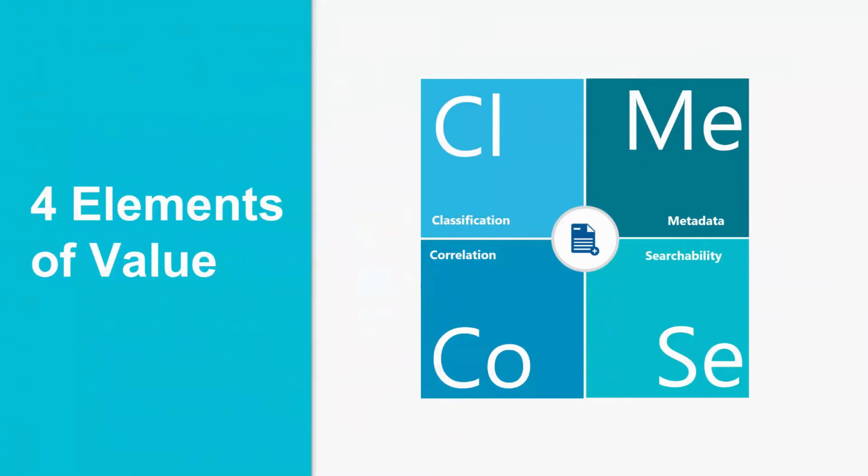We call these the 4 elements of document content value. So to truly drive maximum efficiency and productivity around your document-centric processes, technology must be available to create searchable content, classify those documents, extract important data, and create correlation to other existing documents.